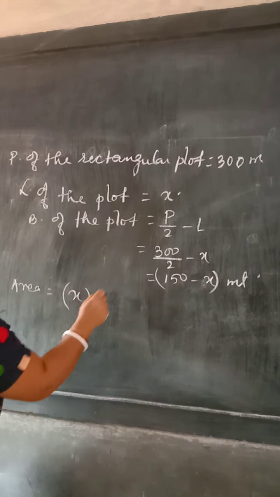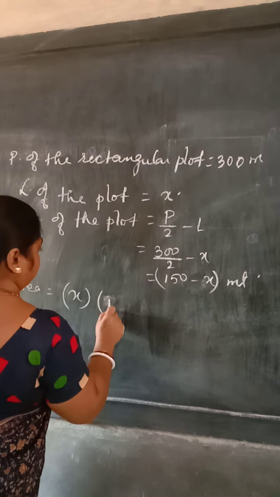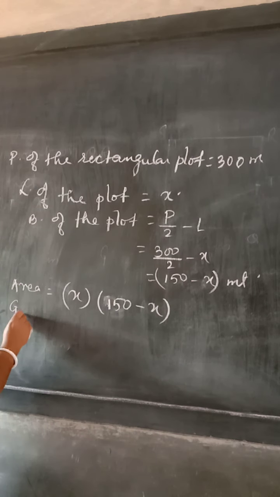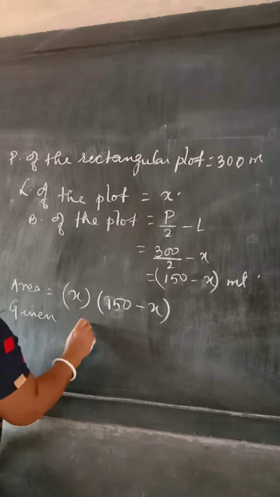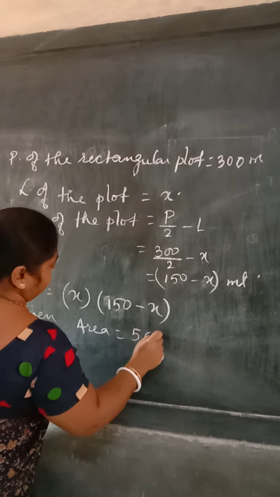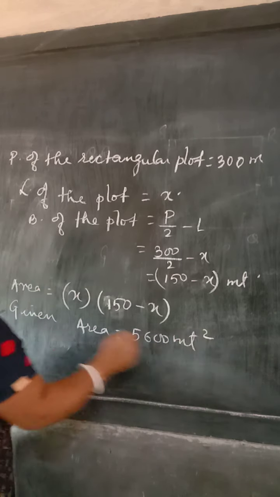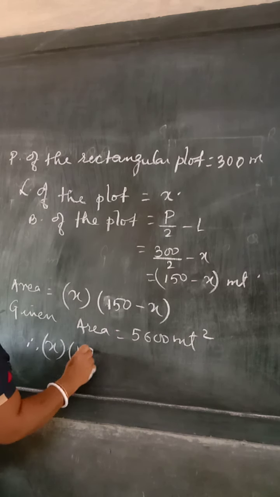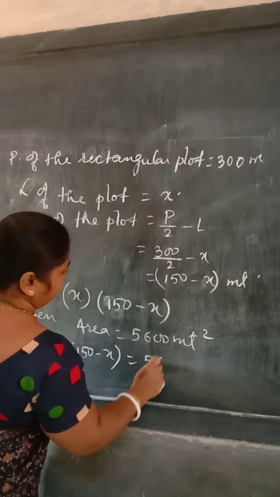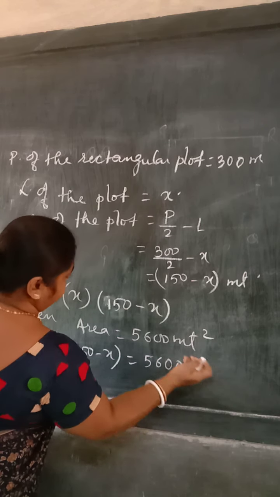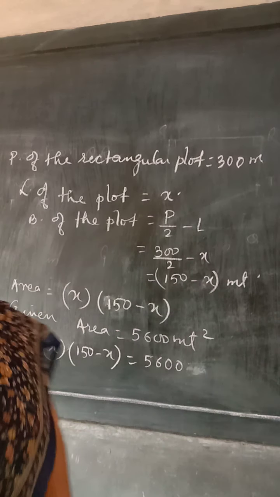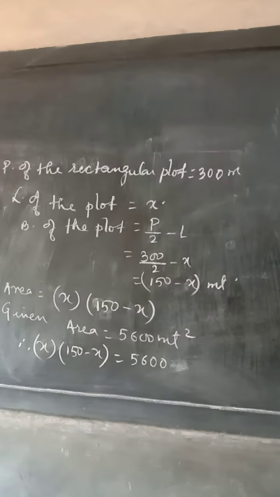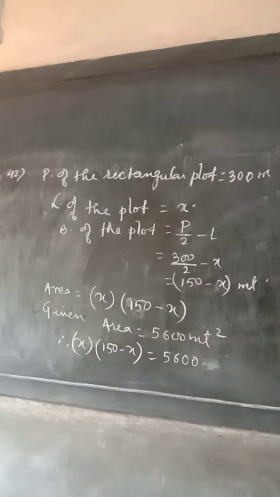L into B is equal to area. Given area is 5600 meters square. So may I write this? x into 150 minus x is equal to 5600. Is it? Now it is in terms of an equation. We have to solve this equation. This is question number 42, dear.